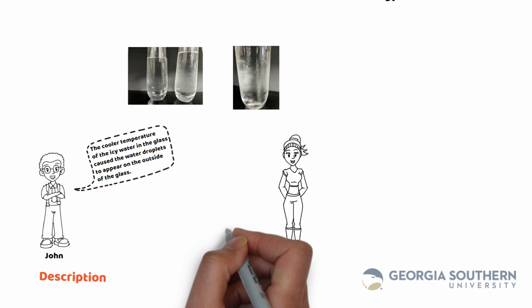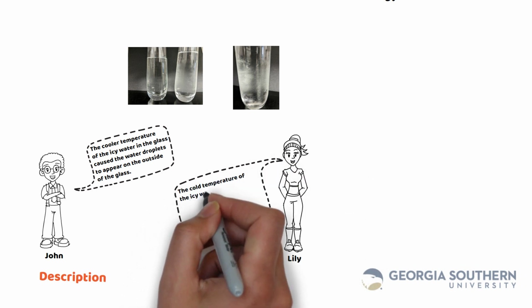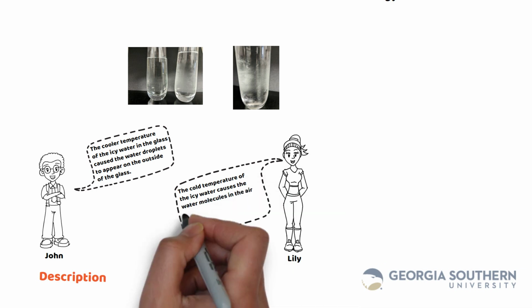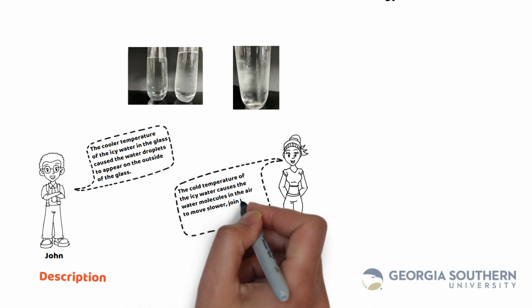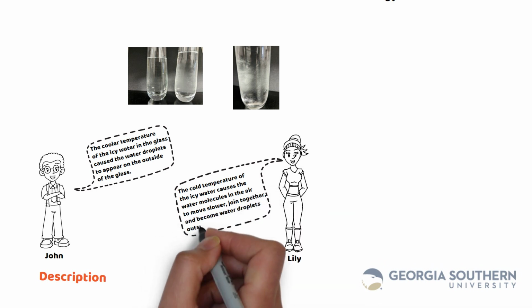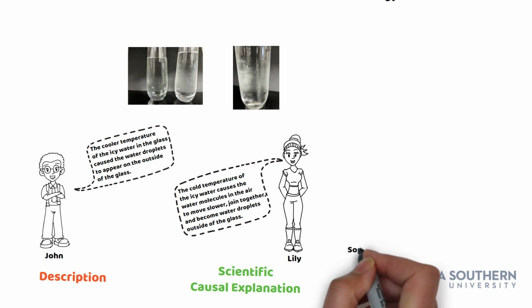Lily says, the cold temperature of the icy water causes the water molecules in the air to move slower, join together, and become water droplets outside of the glass. In Lily's answer, the entities are water molecules in the air, and the process is that the water molecules move slower, join together, and become water droplets. This is a scientific mechanism. So Lily's answer is a scientific causal explanation.